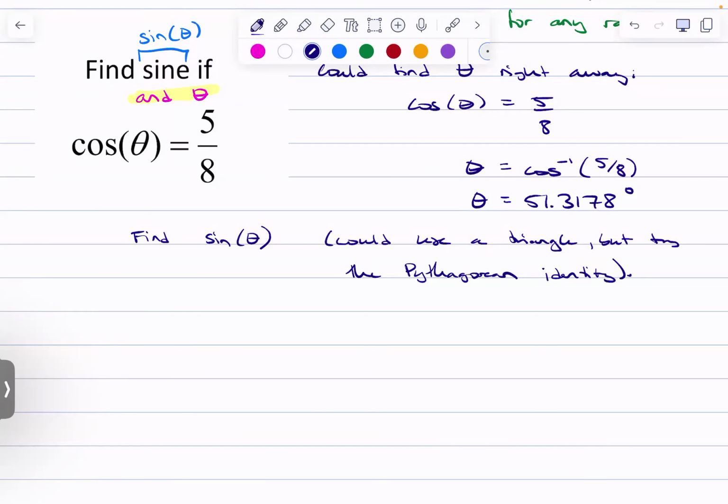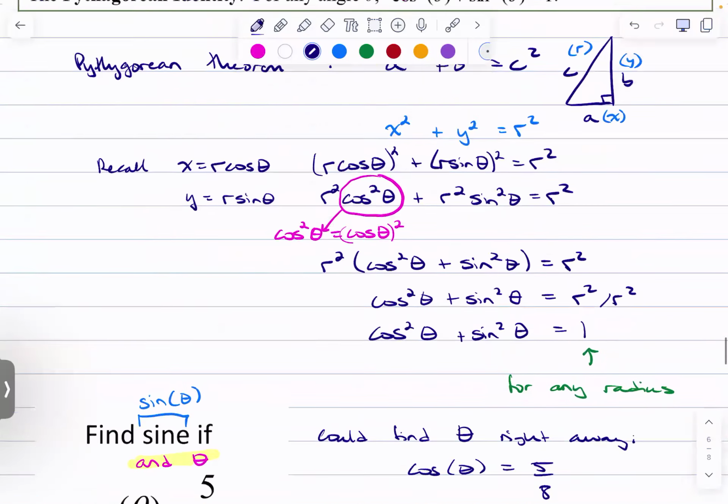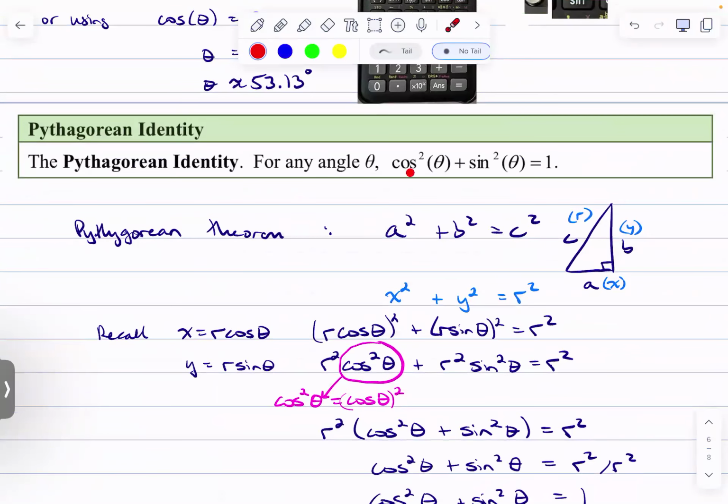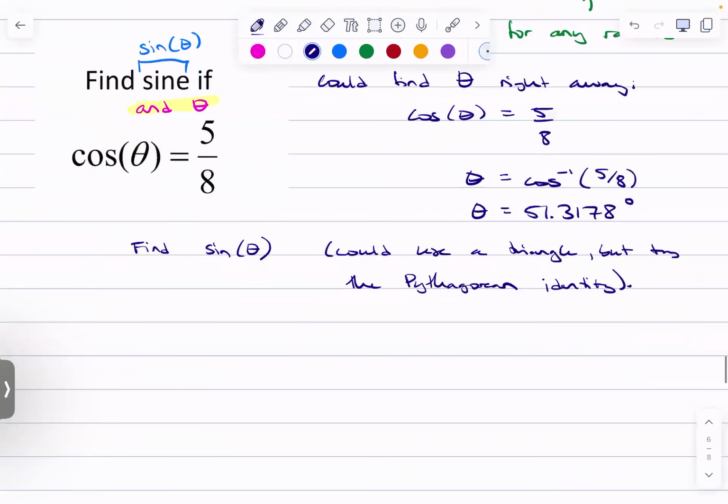So there's lots of different ways that you could solve it, right? I would like to try solving it with this identity. How am I going to do that? Well, I have the cosine squared of theta plus the sine squared of theta is 1.